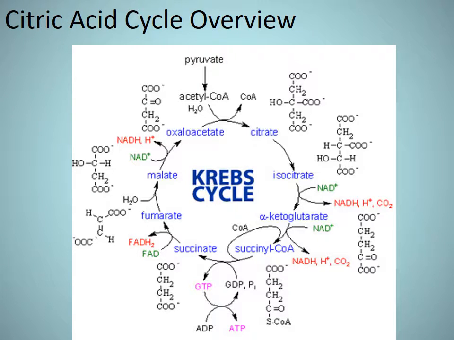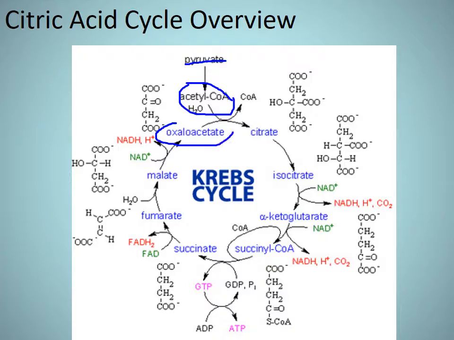All right, as you can see here, this is the overview. We see acetyl-CoA. Well, essentially we see pyruvate. Pyruvate will undergo pyruvate oxidation, essentially preparing pyruvate to begin the citric acid cycle. So pyruvate is converted into acetyl-CoA.